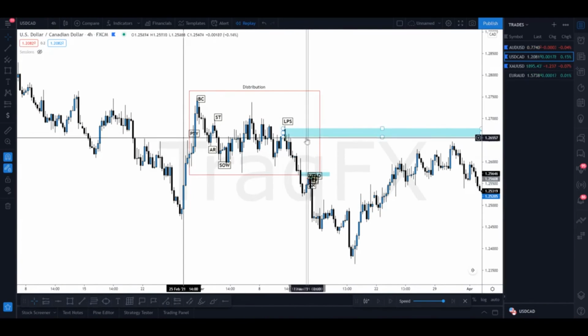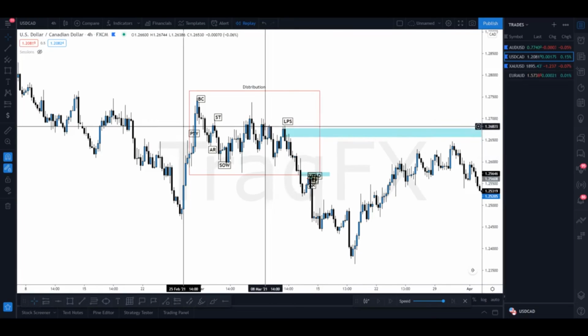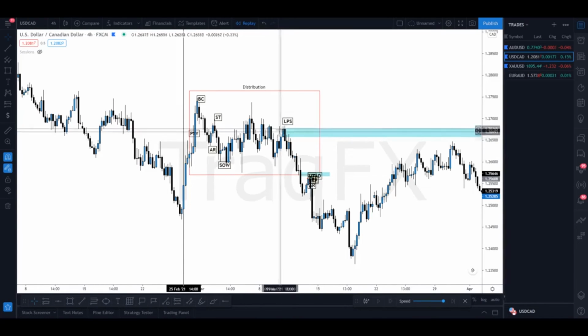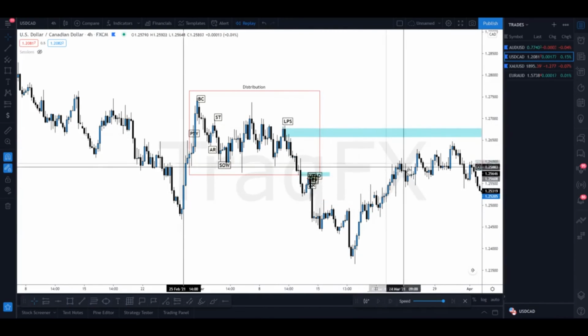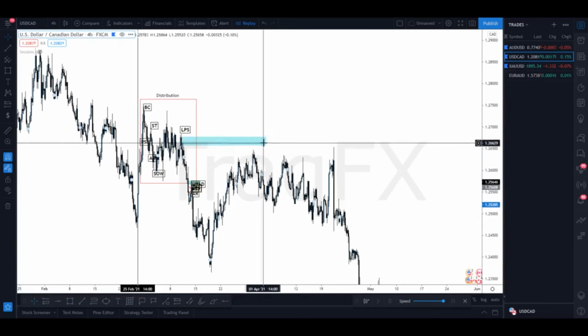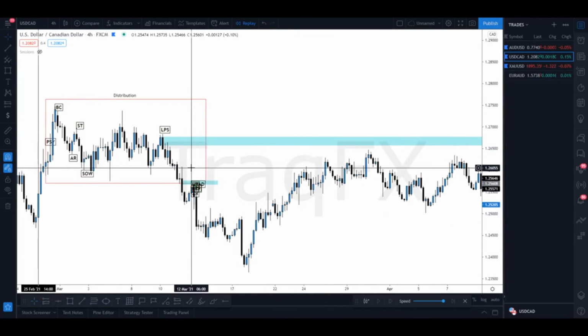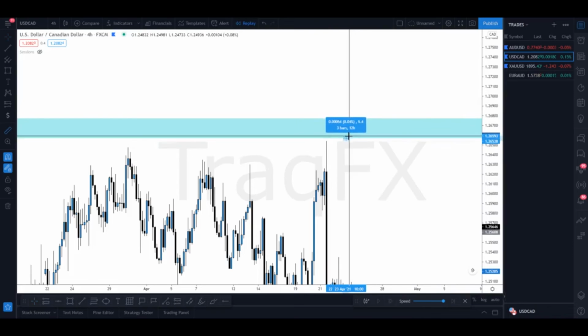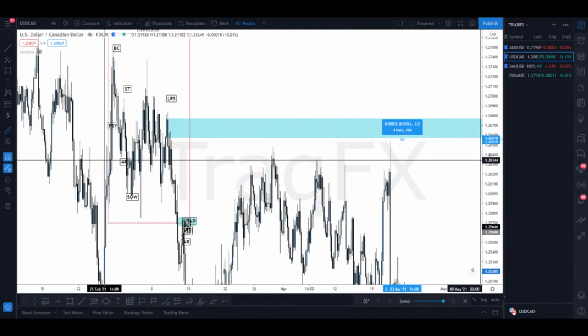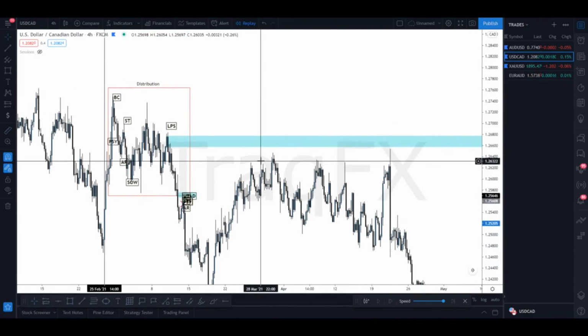How do I know this is my LPS? Well, it's simple. This is the last point before the market pulled back and then sold off. I'm focusing on the major breakout. This is that major breakout, so this is my LPS. And from this point, you can see perfectly, it literally missed your area of interest by 3 pips. That's how accurate it is.